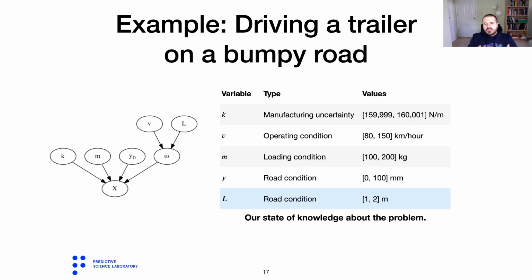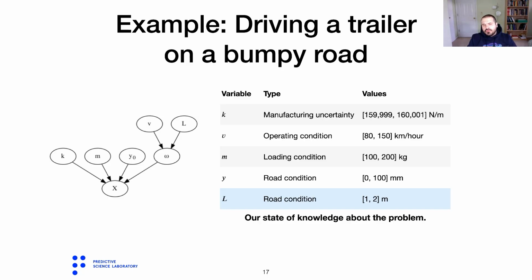And we do the same thing for all other quantities. For example, for the velocity with which the trailer is traveling, v, that depends on the driving habits of people. And let's say that it's going to be anywhere between 80 and 150 kilometers per hour.